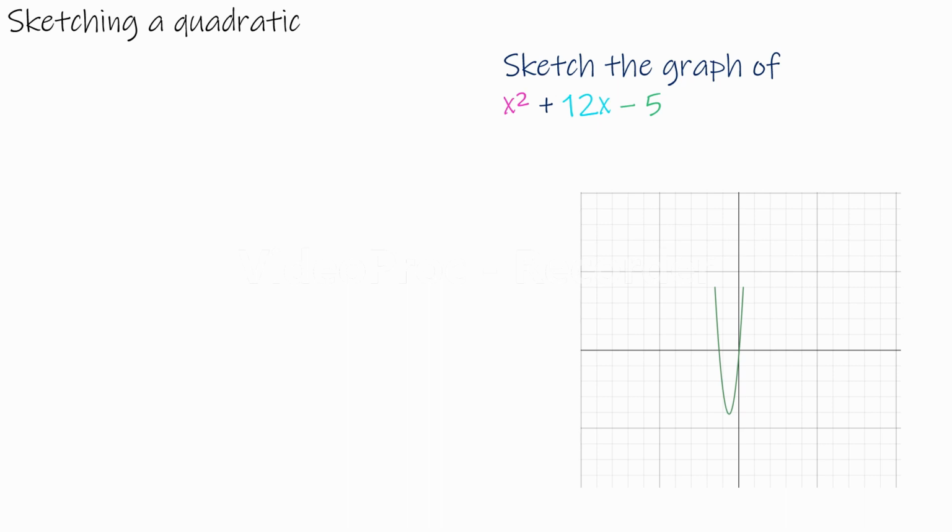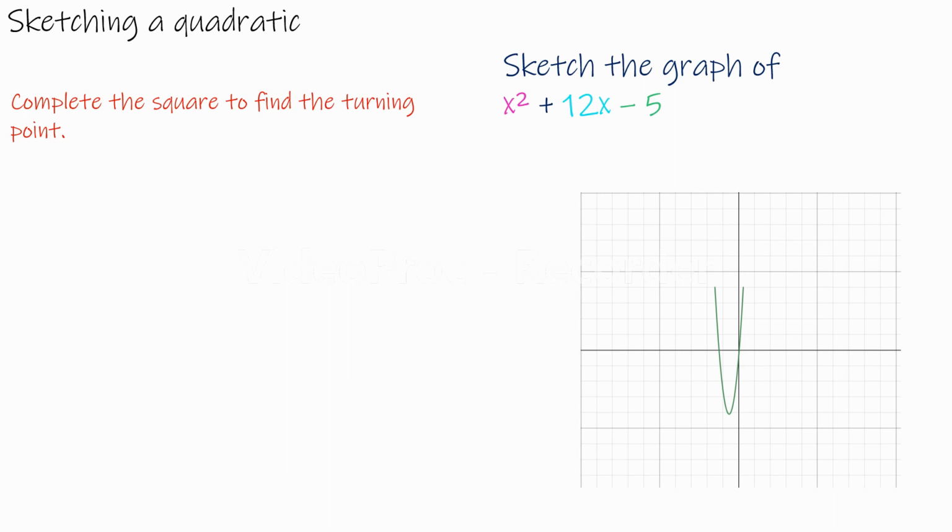Let's start by taking a look at this question here, asking us to sketch the graph of x squared plus 12x minus 5. Now, the word sketch is very important here, as it means we don't have to worry about being too specific with where we place the graph, and we don't have to worry about numerical values on our axes. All we have to do is label certain points and make sure that our graph is in the correct quadrant. Now, the first point we have to label is the turning point, which we find by completing the square.